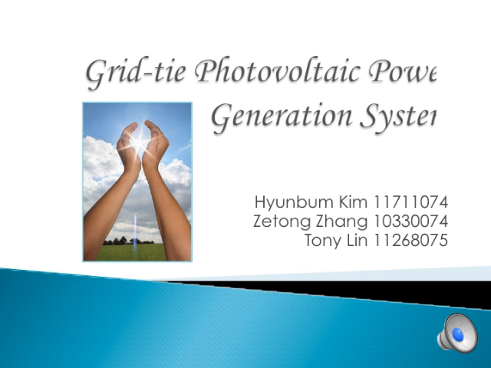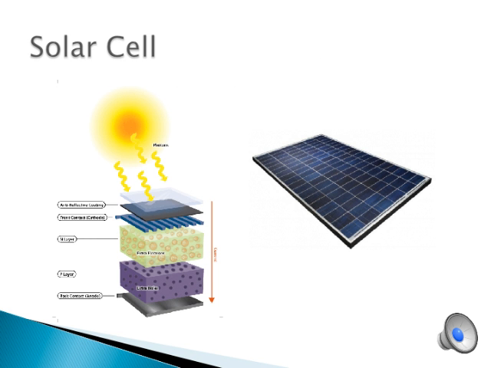The topic my partners and I will be discussing today is grid-tied photovoltaic power generation system. Grid-tied photovoltaic power generation systems are systems designed to operate in parallel with the interconnected electric utility grid. I'm going to talk about various materials used in solar cells. Tony and Lynn will be talking about the operation of inverters, and Ziton will be talking about the advantages and disadvantages of photovoltaic power generation.